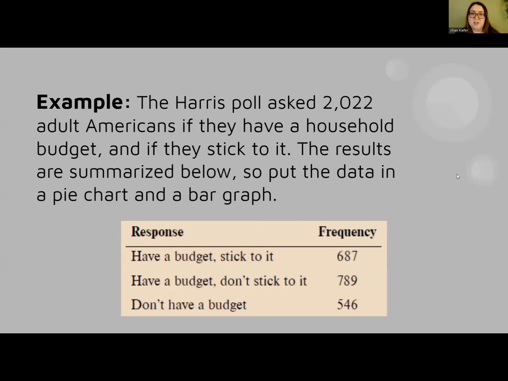Our example we're going to do together: the Harris poll asked 2022 adult Americans if they have a household budget and if they stick to it. The results are summarized below, and we're going to put the data in a pie chart and a bar graph. We have our responses and their frequencies. 687 people said that they have a budget and they stick to it. 789 people say they have a budget but they don't stick to it. And 546 people say they don't have a budget in general. We're going to rewrite this information into a bar graph and a pie chart.